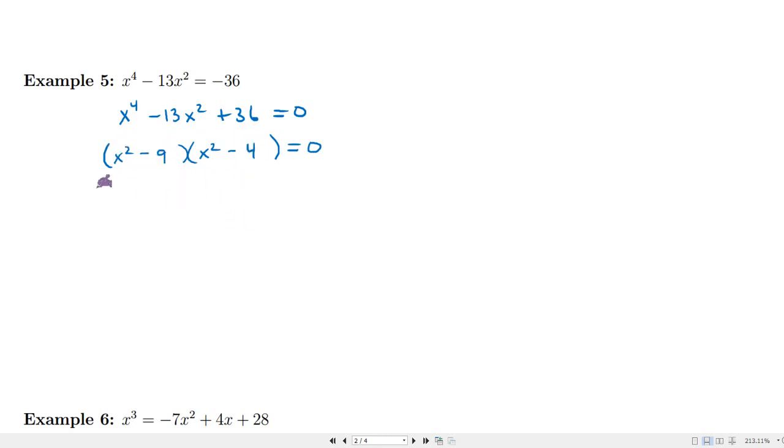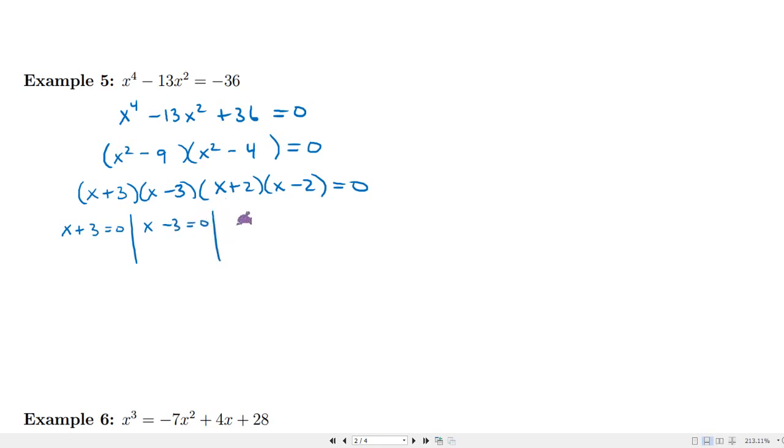And then these two actually can be factored a little bit more, right? There's a missing middle term, it's a difference of squares, so this would be x plus 3, x minus 3. This will be x plus 2, x minus 2. And then now the property of 0 would say that x plus 3 is 0, x minus 3 is 0, x plus 2 is 0, x minus 2 is 0, and then that would give us the solutions of x is minus 3, x is 3, x is minus 2, x is 2.